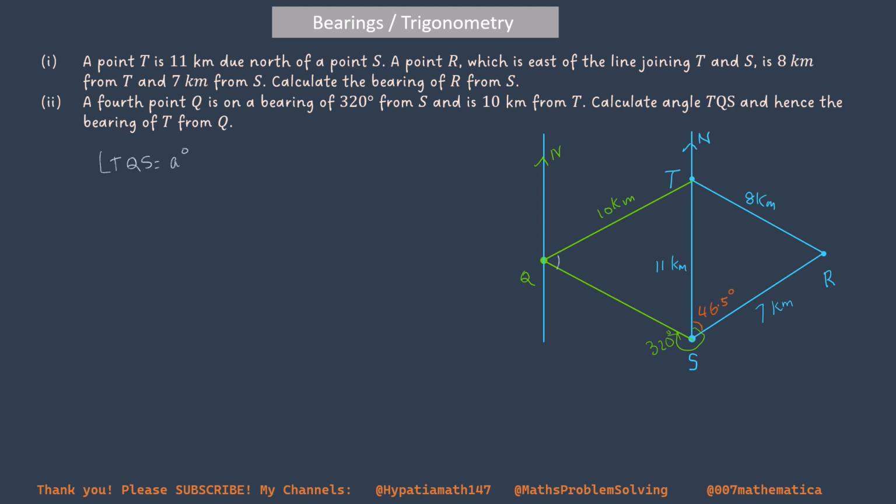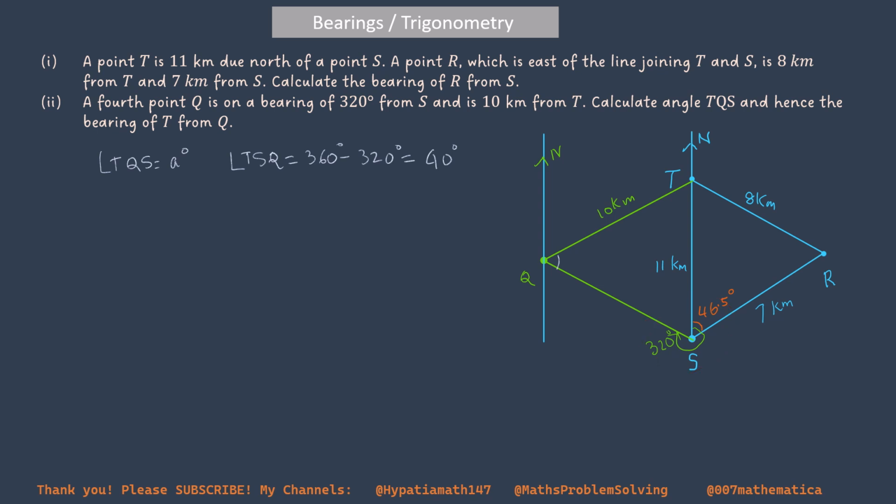To work out the first part, that is angle TQS, assume TQS is A degrees. We can then find angle TSQ, which is this angle. You see this angle is 40 degrees because the angle around a point is 360 degrees and this is 320. So that would be 40 degrees.